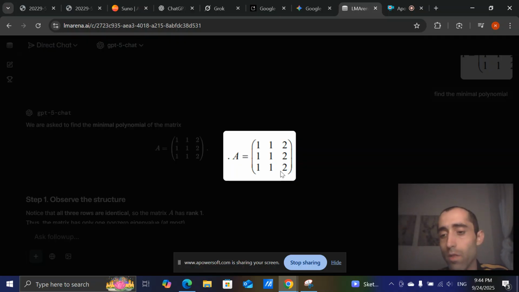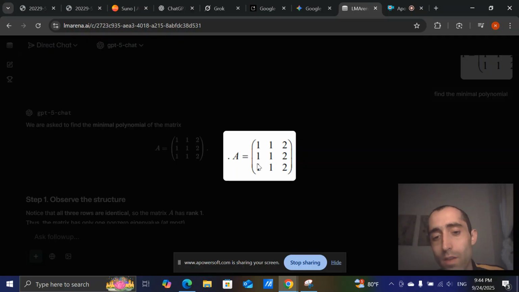Now, remember that the minimal polynomial is the polynomial of the minimal degree that is monic, namely the coefficient of the largest degree variable in the polynomial is 1. So it's the polynomial with the least degree that annihilates the matrix. Monic and least degree that annihilates the matrix. Okay, so I want to find this minimal polynomial.